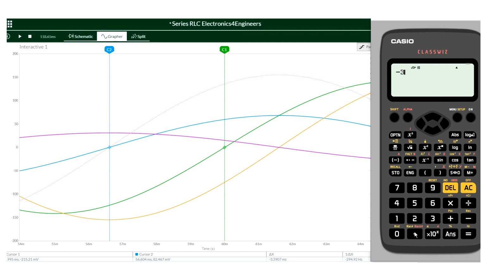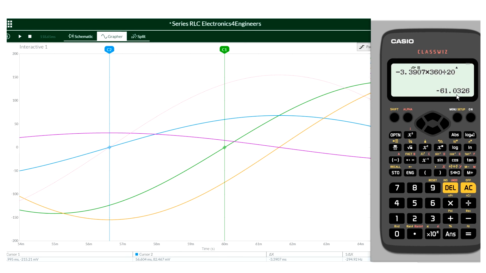So if I do minus 3.39 milliseconds times 360 degrees divided by the period of 20 milliseconds, it gives us minus 61.03 degrees, which is pretty close to what we'd worked out.